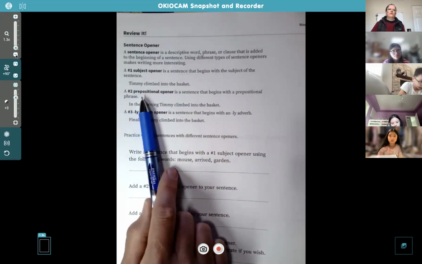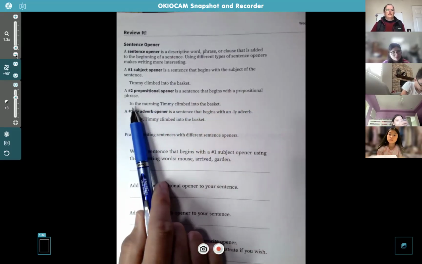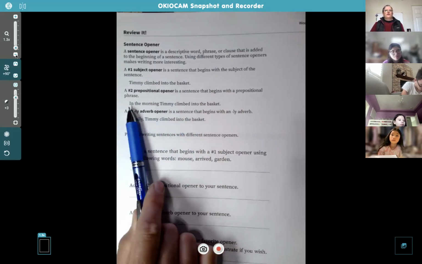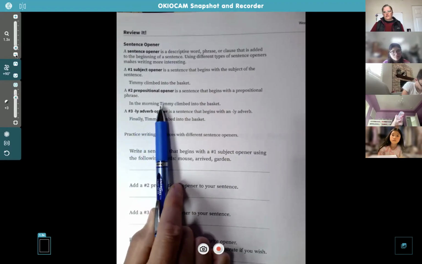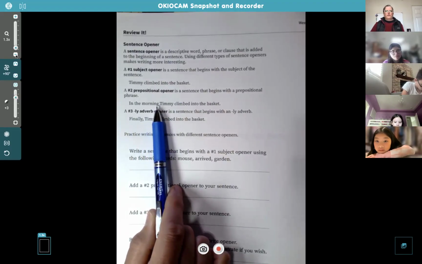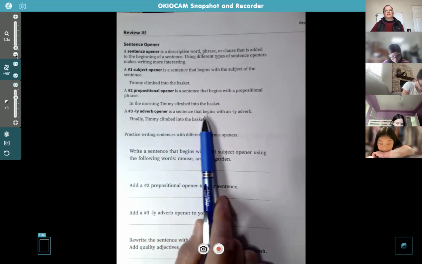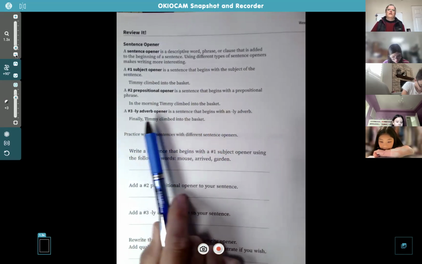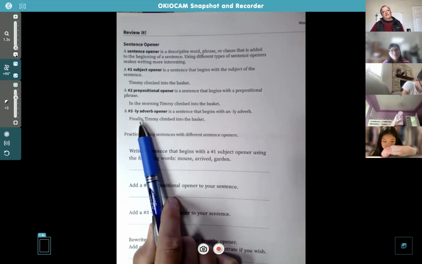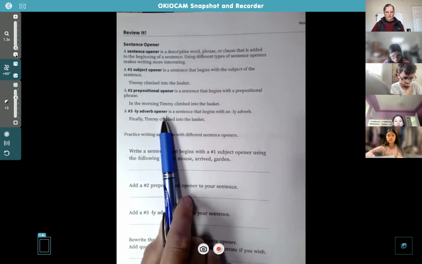And then there's a number two prepositional opener. It's a sentence that begins with a prepositional phrase, like this one. In the morning, Timmy climbed into the basket. So in the morning is the prepositional phrase, and it's the first part of the sentence. So it's a number two prepositional opener. And then the number three is the ly adverb opener. It's a sentence that begins with an ly adverb. Finally, Timmy climbed into the basket. So this one has the ly. This is a number three opener. So we have a number one, number two, and number three.